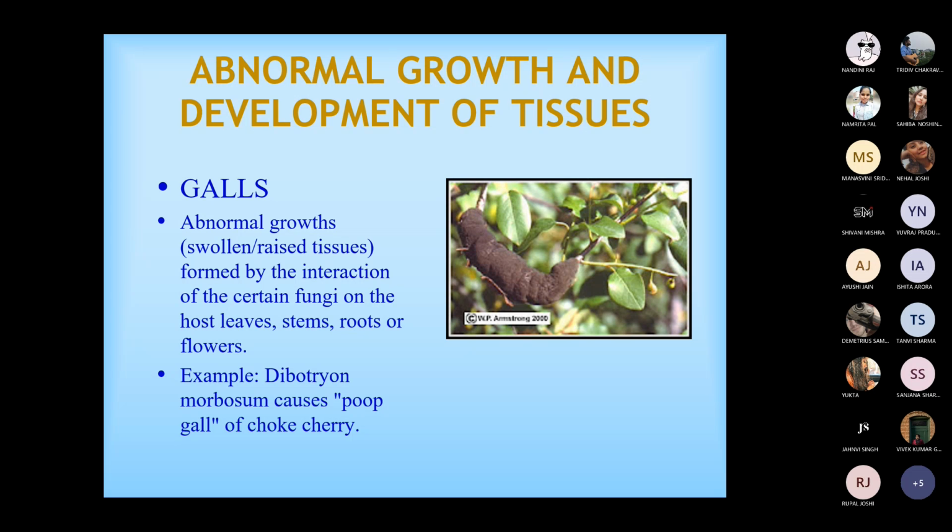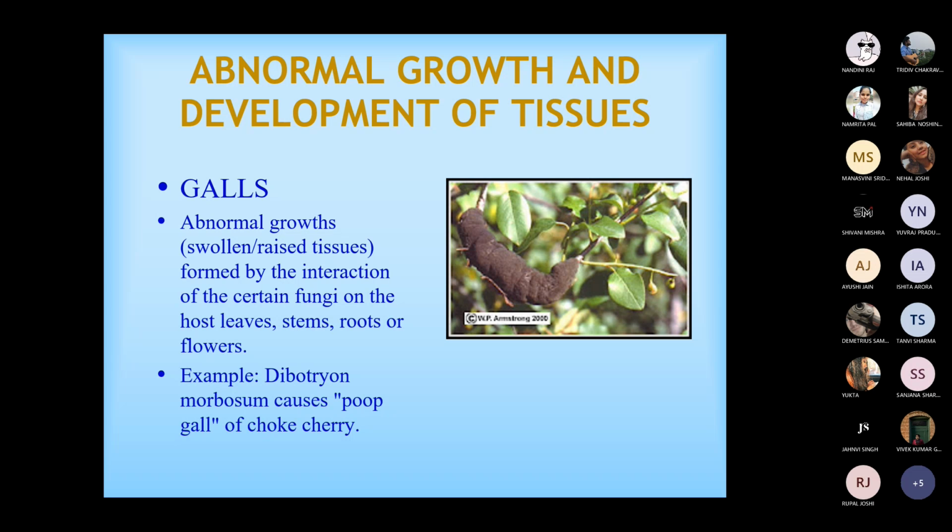So galls are growths or raised tissues on the plant that we can see, which are formed due to the fungi, right? For example, this is an example of a Dibotryon fungus which causes a poop gall of a choke cherry. I believe this looks like poop on the tree, so that's why it is called a poop gall on the cherry basically.